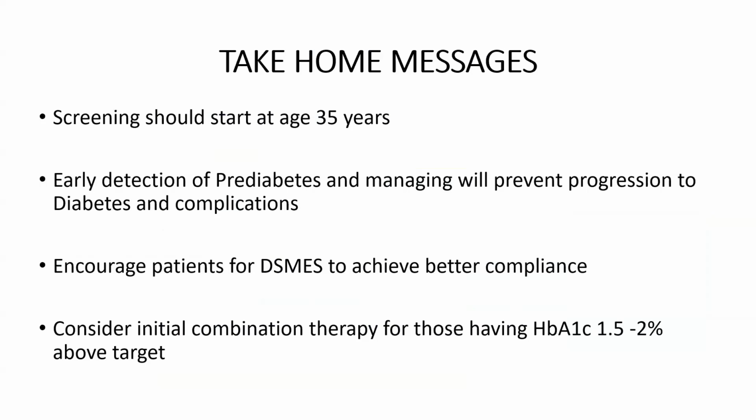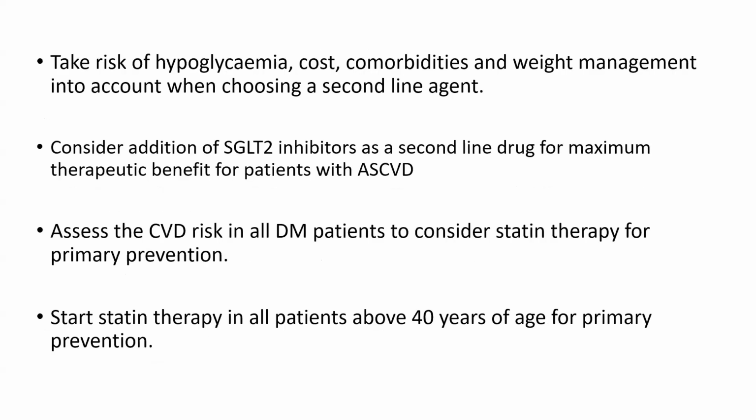Screening for diabetes, and early detection and managing of prediabetes will prevent progression to diabetes and its complications. And you have to encourage the patients for DSMES to achieve better compliance. And you have to consider initial combination therapy for those having HbA1c greater than 2% above the target. You have to take risk of hypoglycemia, cost, comorbidities, and weight management into account when choosing a second-line agent.